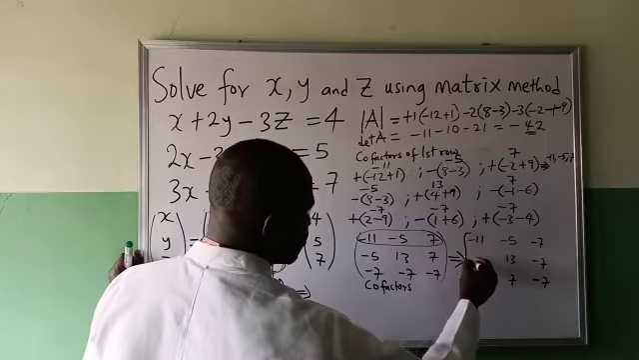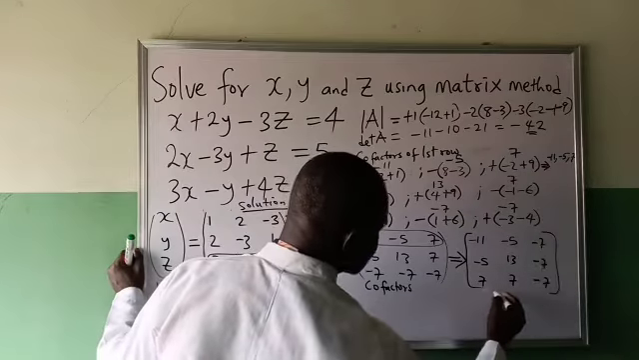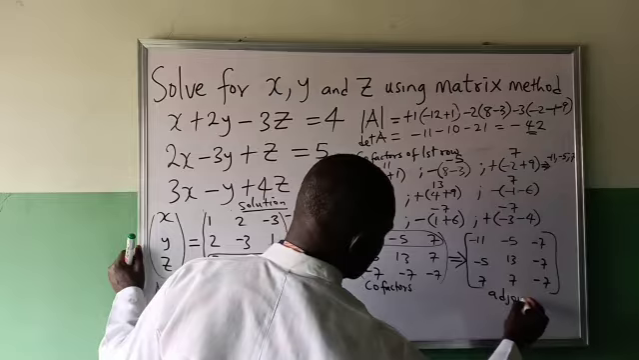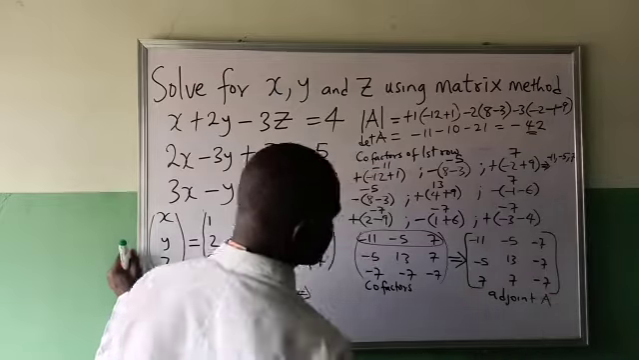So this is the what? Adjoint of matrix A.